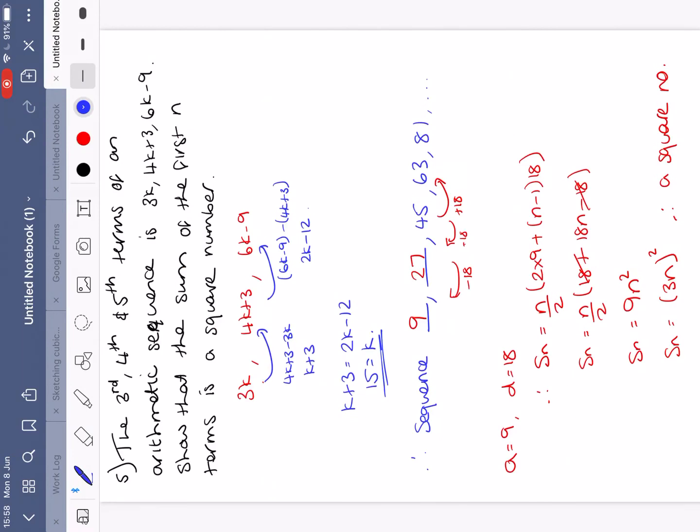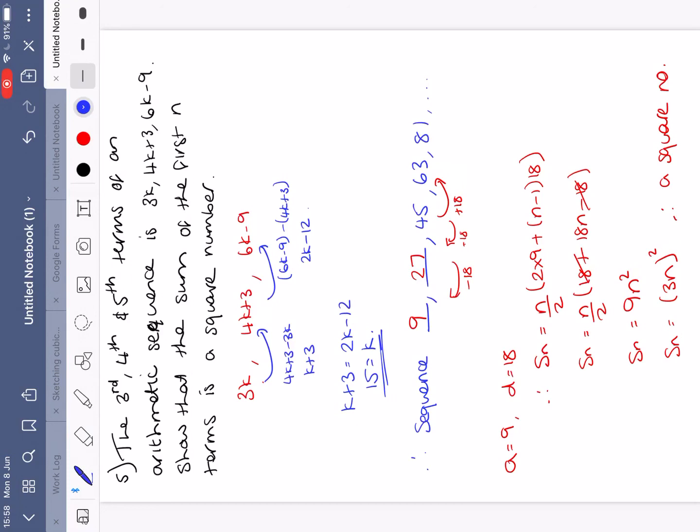And the last one, a bit more of a trickier one, but it is feasible that they can ask this sort of question. Again, you're told the terms in terms of algebra. You can work out the common difference. The common difference has to stay the same because it's an arithmetic sequence. So you work out that k is 15, okay?